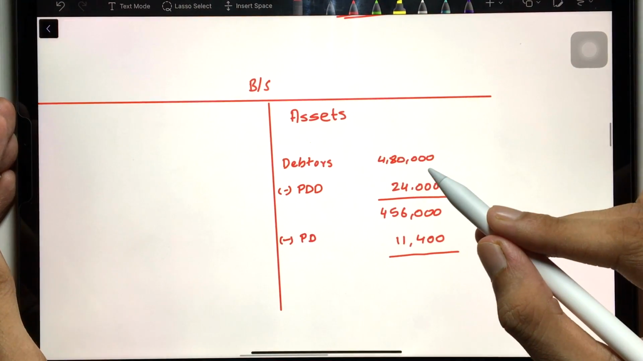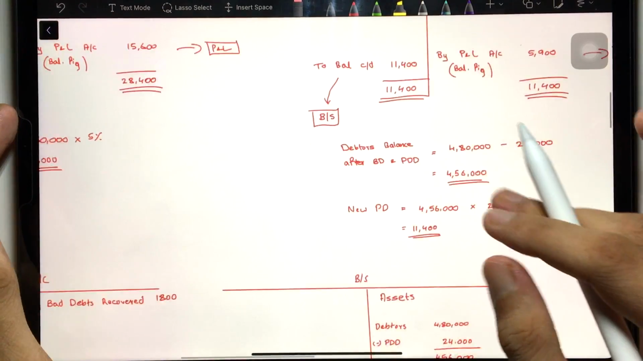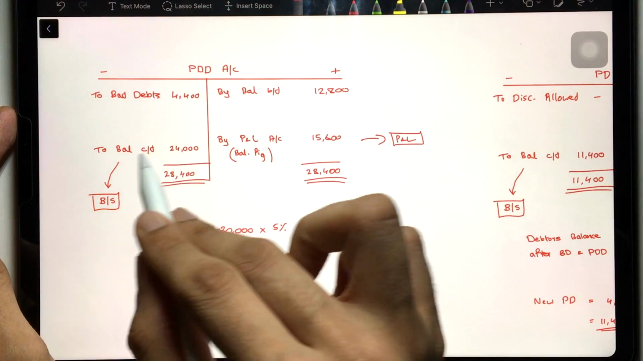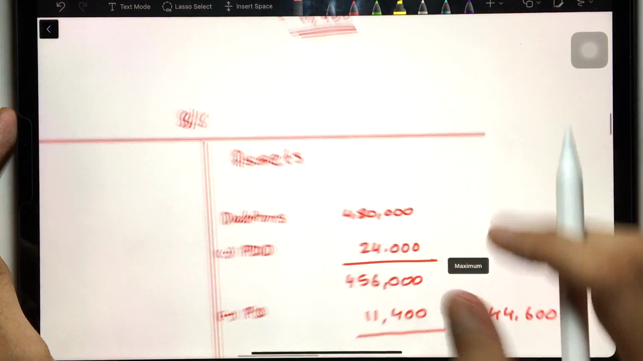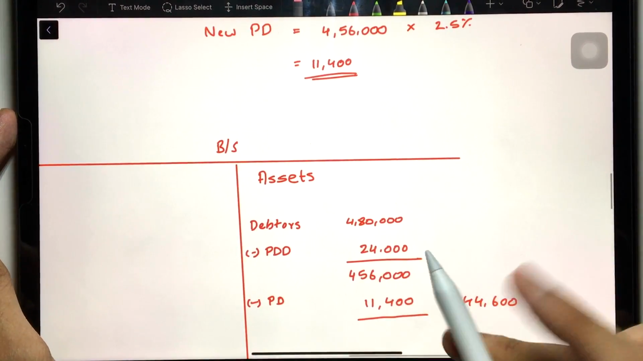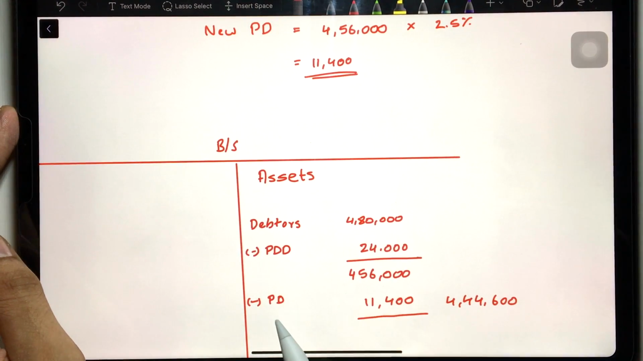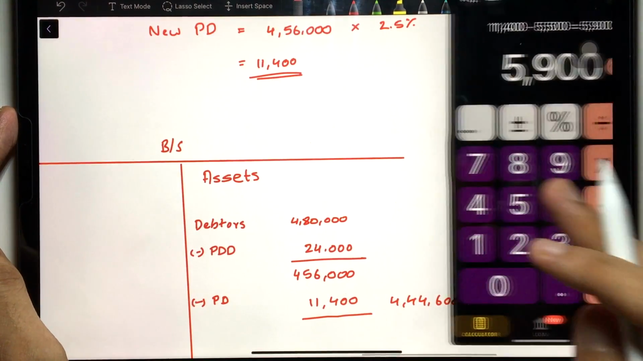So 4,80,000 minus provision you will subtract. Which provision? New provision. Provision for doubtful debt. This 24,000 is there now. This will go to balance sheet. 4,80,000 minus 24,000 is equal to 4,56,000. From 4,56,000, you will subtract provision for discount. PD, just PD. 11,400. Let's just calculate this.